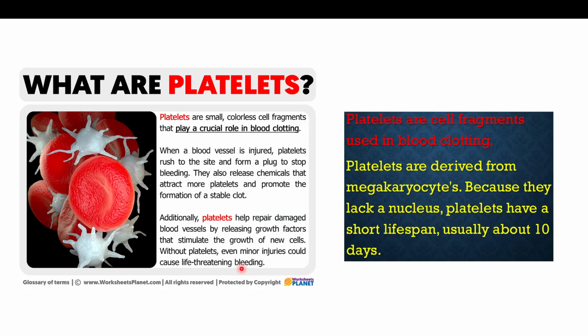Okay. And when we talk about the source of platelets, platelets are derived from megakaryocytes. Platelets also lack a nucleus, and they have a very short lifespan, usually about 10 days.